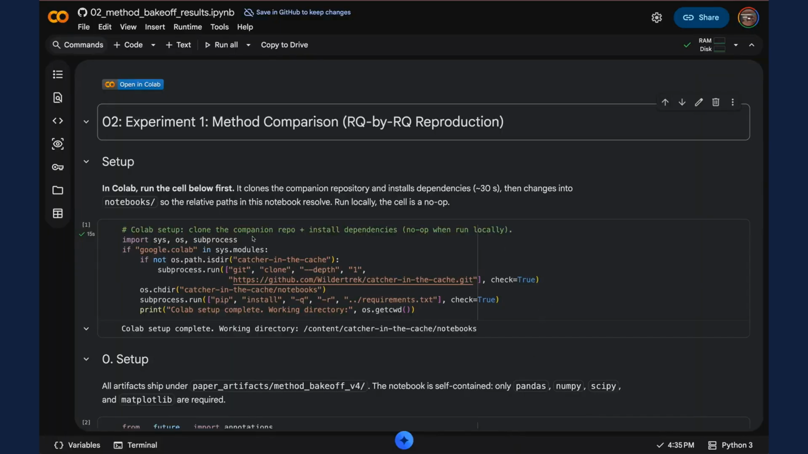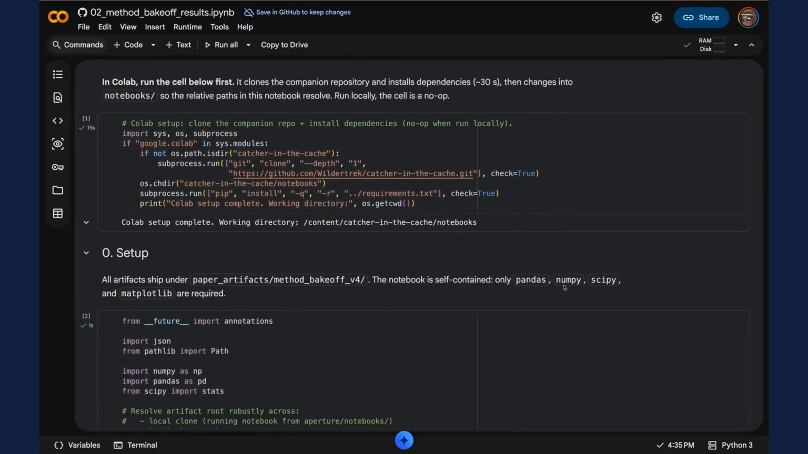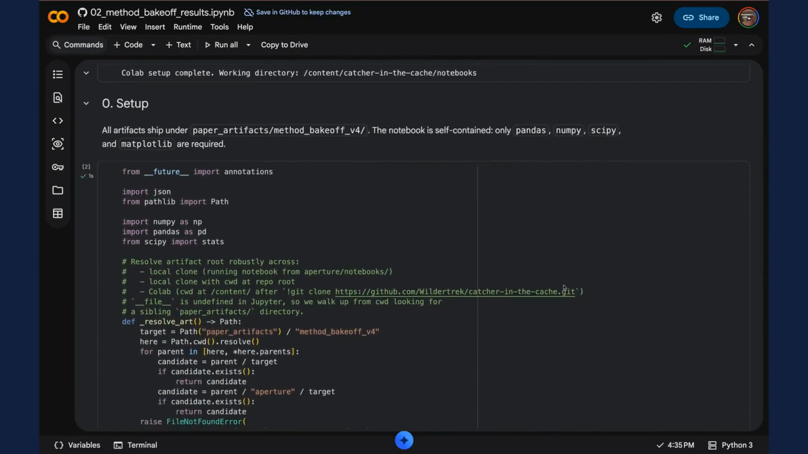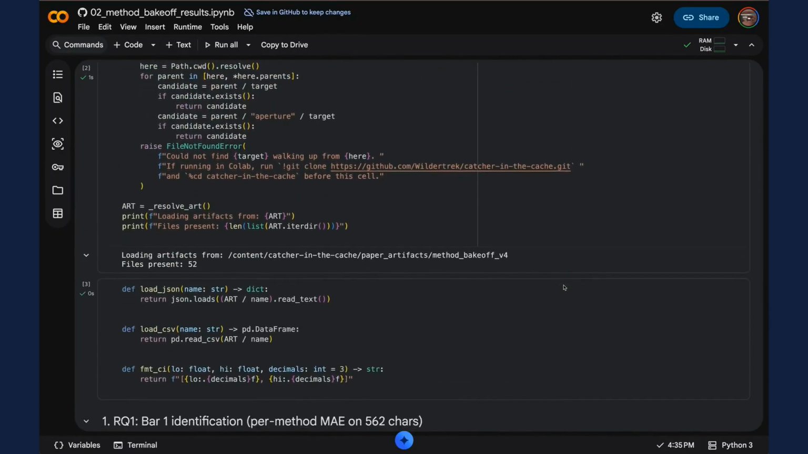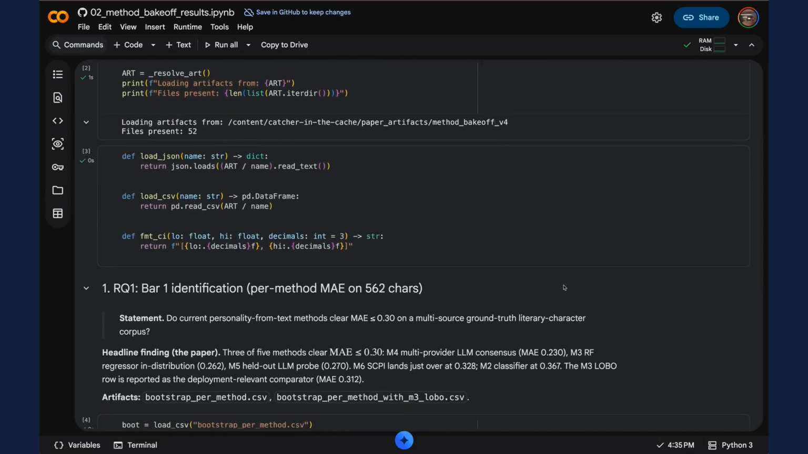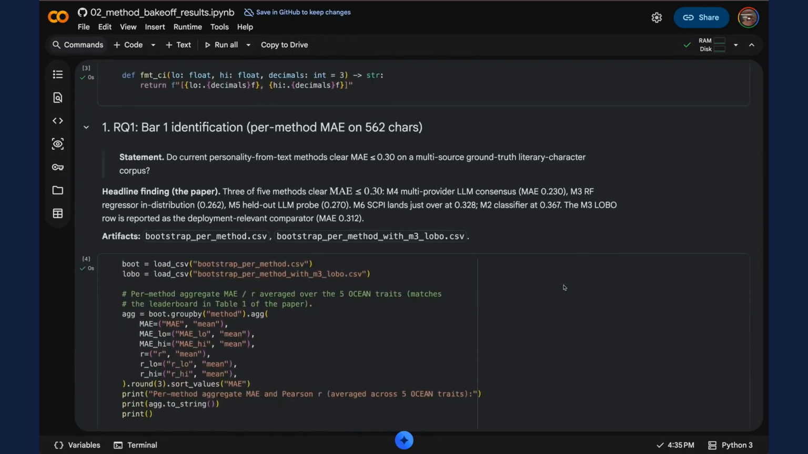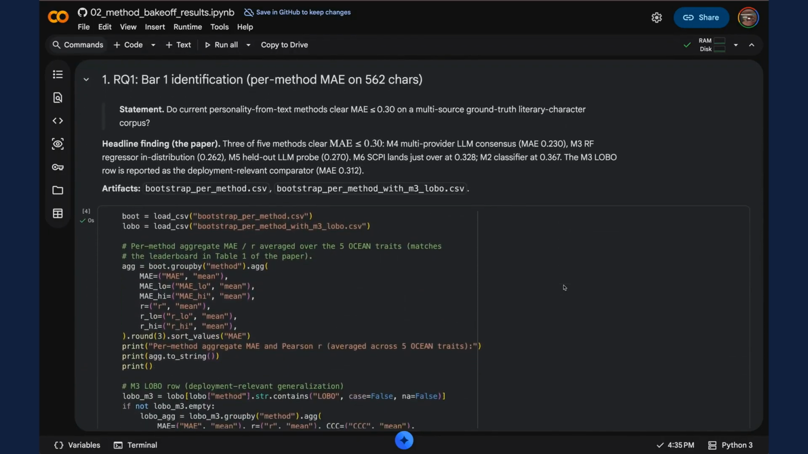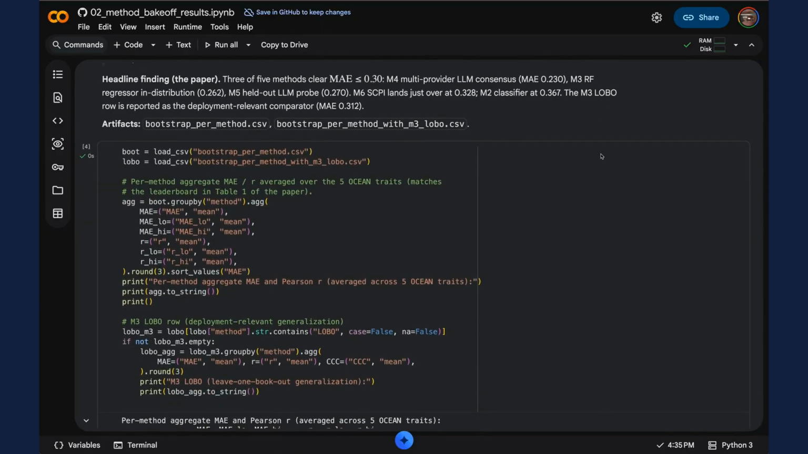Notebook 2 is the Experiment 1 reproduction, organized research question by research question. Same setup cell as before. Clone, install, change into the notebooks directory. Every artifact it reads ships in the repository under the Method Bake-Off Artifacts folder, so the whole notebook runs at $0. Only pandas, NumPy, SciPy, and Matplotlib are required.